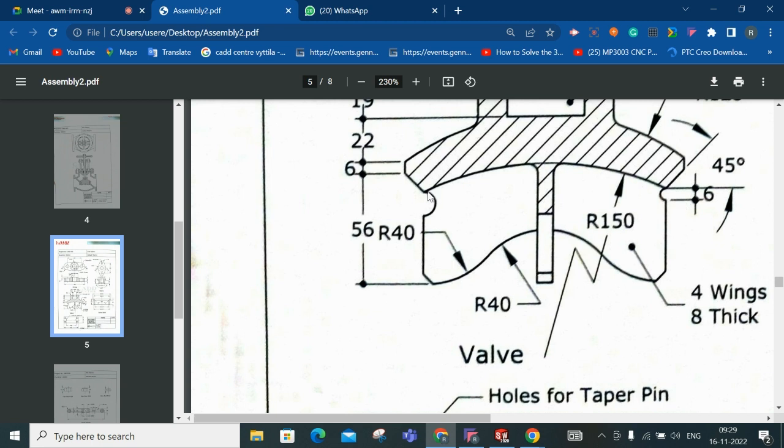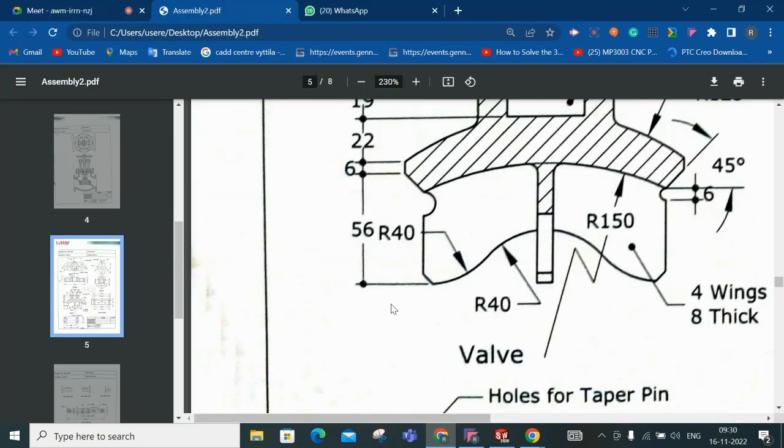I'm following a standard when I'm taking this dimension and drawing the figure. Here also there are some things. The maximum length of this has to be 56. Nothing else is mentioned, so tightly. And there's a small chamfer. Then there is an arc of radius 40, and two radius, and another arc, again radius 40.